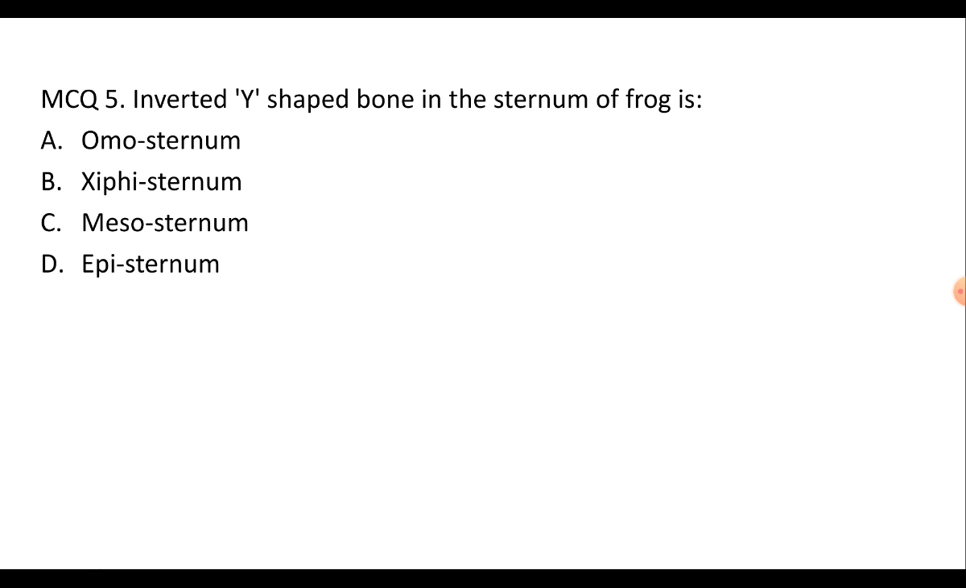The fifth question is, the inverted Y-shaped bone in the sternum of frog is omosternum, xiphisternum, mesosternum, or episternum? The answer is A. It is the omosternum, which has a Y-shaped structure.